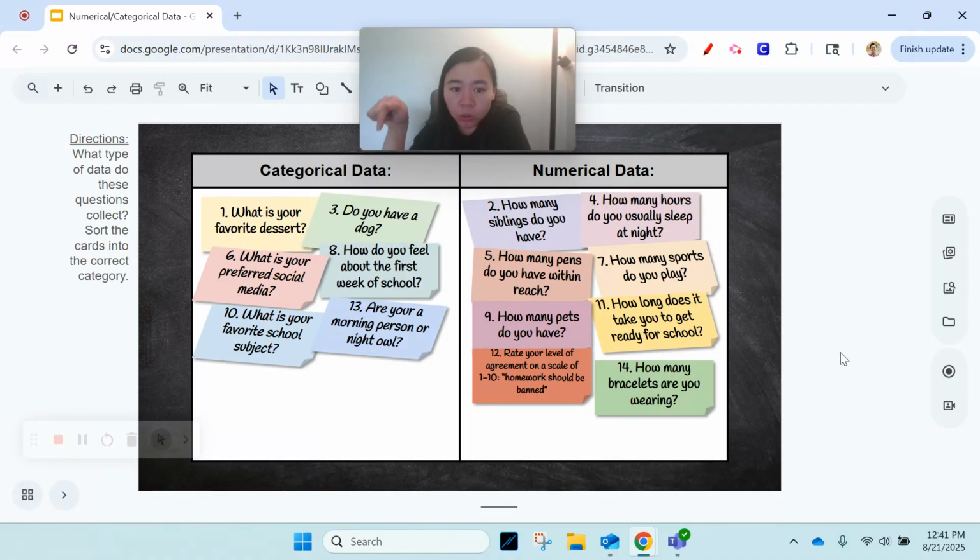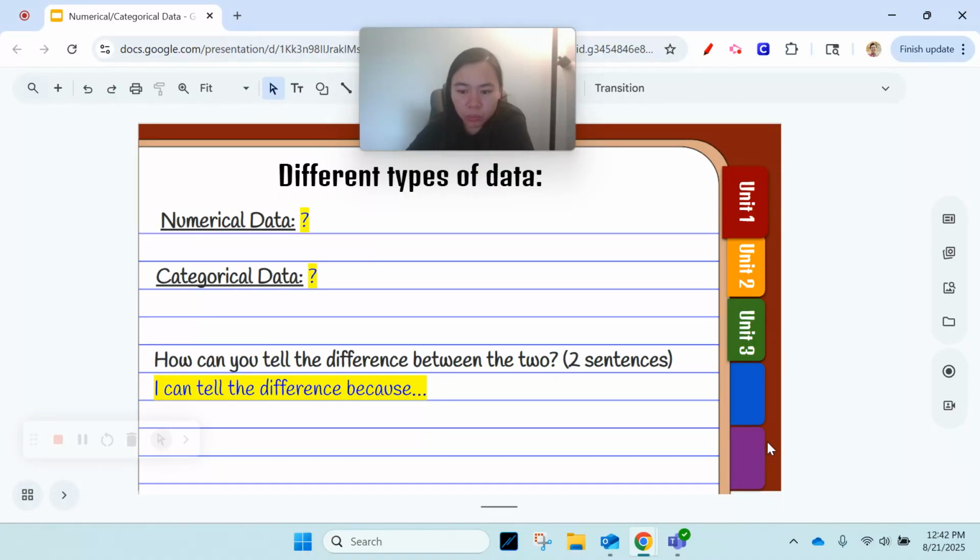Now let's look at the categorical data ones. There's a lot of what questions. What is your preferred social media? What's your favorite dessert? What? Or kind of like this or that questions. Yes or no? Do you have a dog? Yes or no? Are you a morning person or night owl? This or that. Okay, so if you have a couple more thoughts about how you can tell the difference, you can add them in here if you didn't come up with 2 sentences.